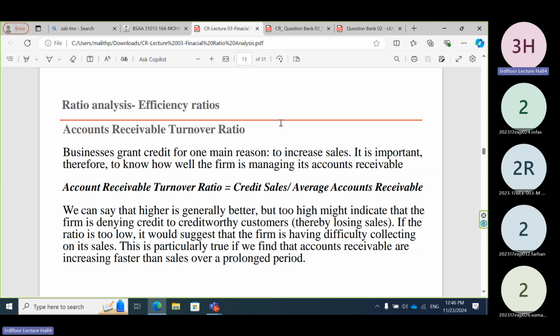So one of your colleagues highlighted this. If you are comparing the turnover ratio of a hotel with a manufacturing company, a hotel is ready cash; they are not promoting credit sales. So they don't have a high guest ledger balance. The guest ledger can be better in a hotel company.